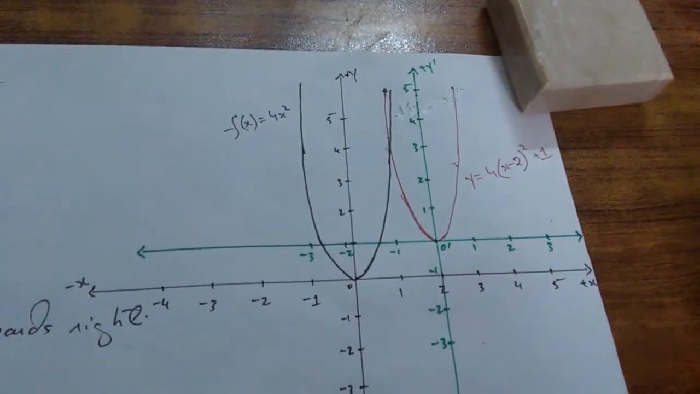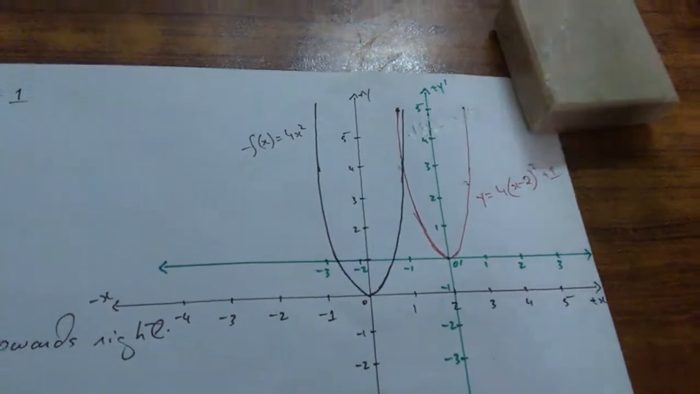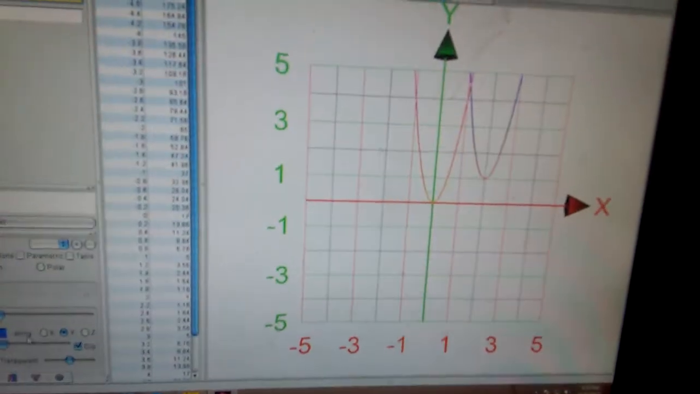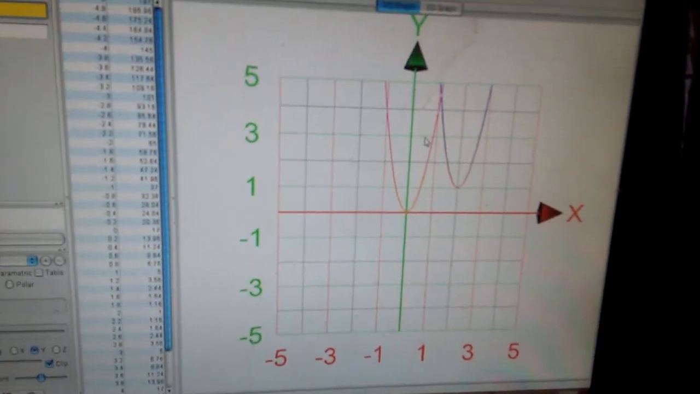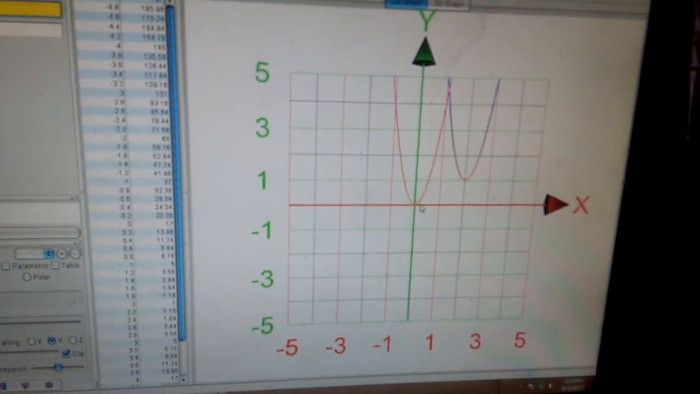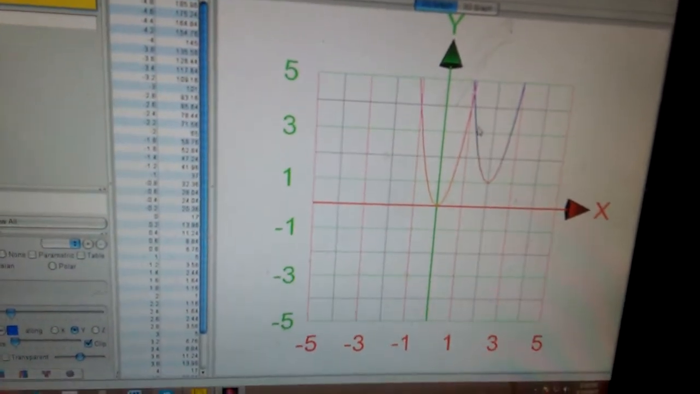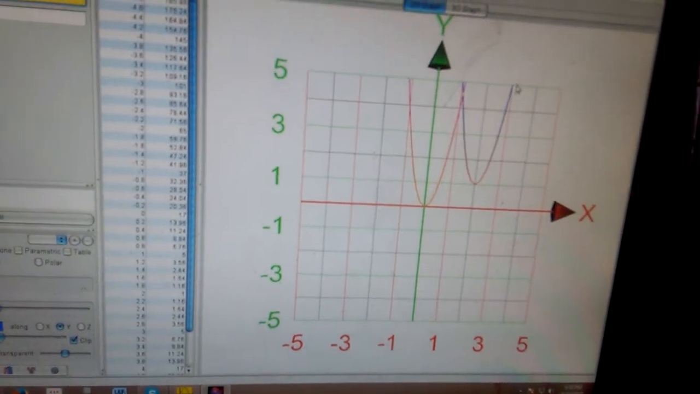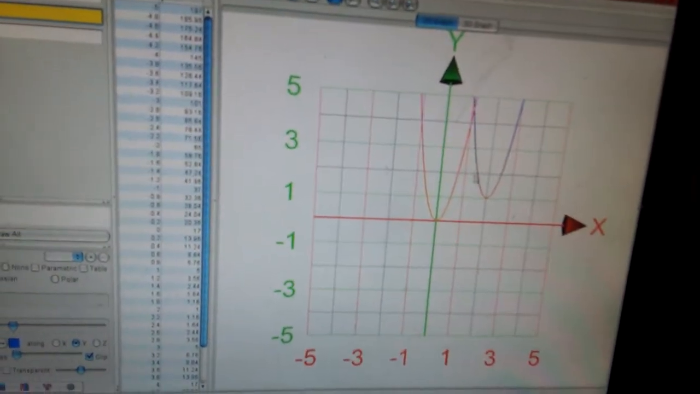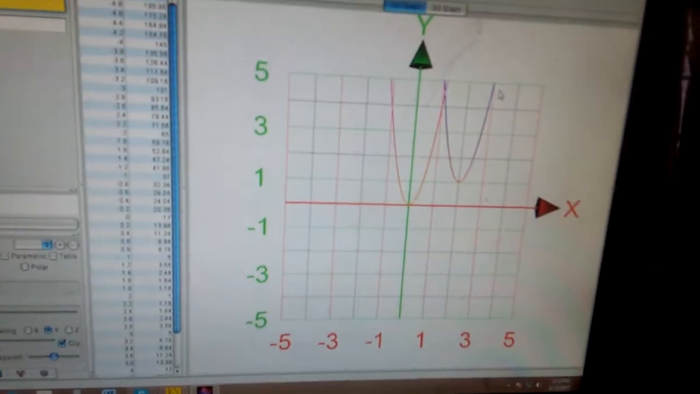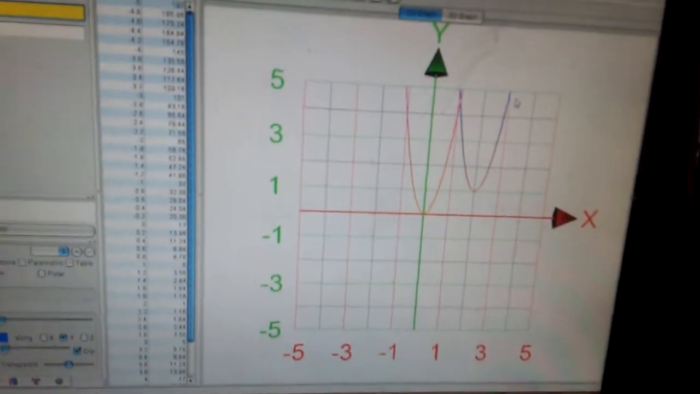Now let us confirm our graph through graphic calculator. You can see that this graph is of just 4x squared, and the second graph, the small parabola, is the graph of your equation mentioned in the question, 4 times (x minus 2) whole squared plus 1. You can see the equations are mentioned over here.